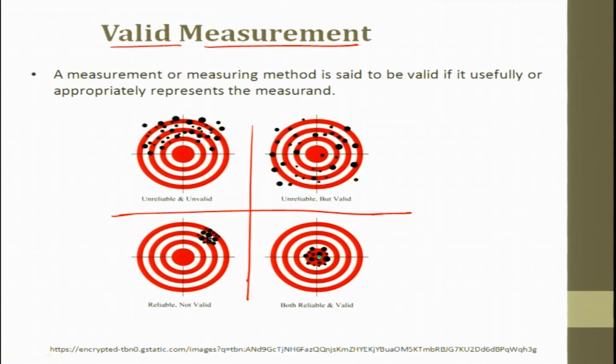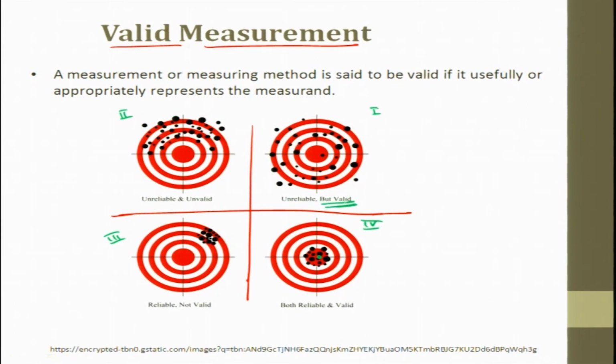I am at quadrant number 4. In the first quadrant, you can see this is quadrant number 1, 2, 3 and 4, the results are all scattered. So it is not reliable. Whatever instrument we are using or whatever observations we have taken, those are not reliable because they are very randomly scattered. But it is a random scatter within our acceptable range, within this target board. So that is why this is valid.